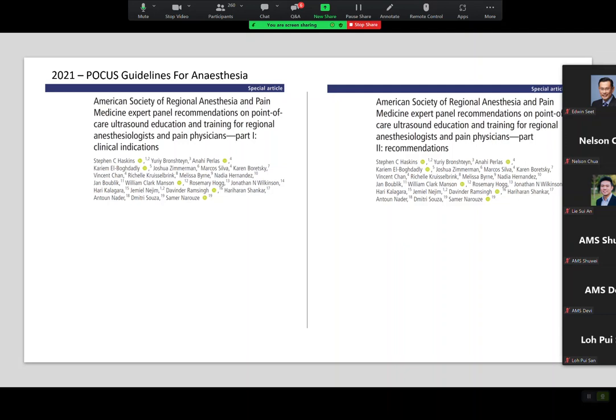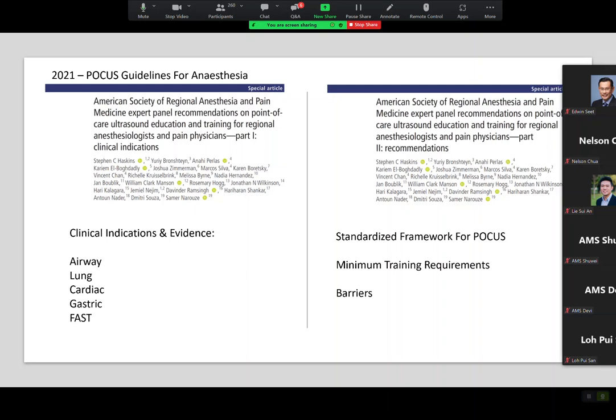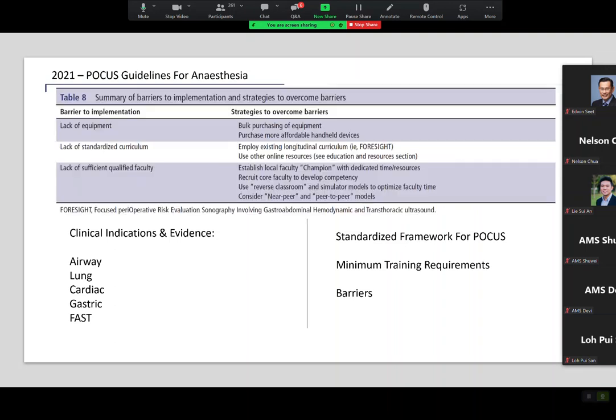These came out in 2021, just last year, and they've basically defined the core components that anesthetists should gain competency in. These are airway, lung, cardiac, gastric, and FAST. Okay, they've also recommended a standardized framework for POCUS, and they've given recommendations for minimum training requirements.